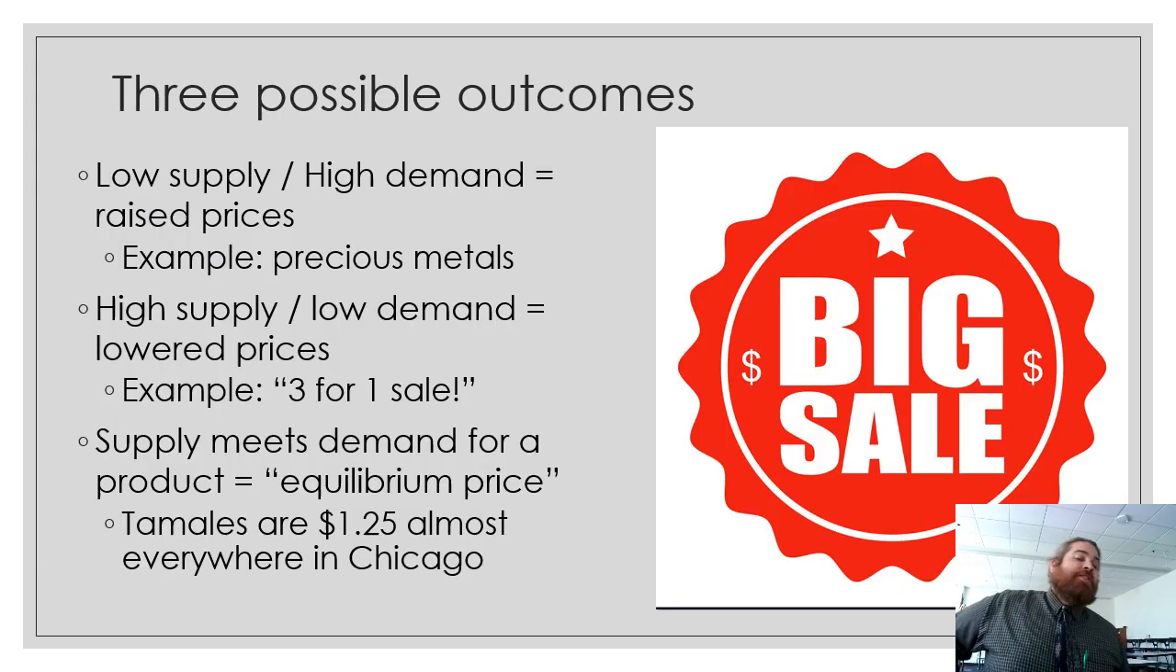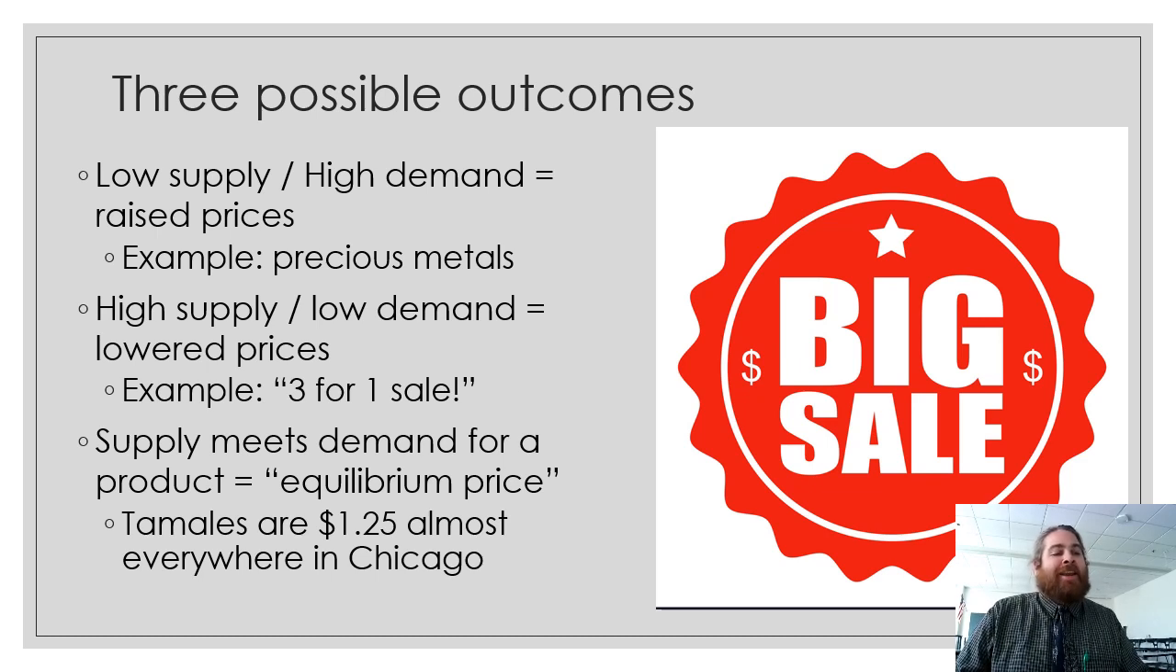So whenever we look at supply and demand, there are really 3 outcomes that we're looking for. Either there's not a lot of the product and a lot of people want it, low supply, high demand, and that's simply just going to raise your prices. Precious metals is a great example of this. Gold, because there is not as much of it as people want, and so the price of it is going to go up.